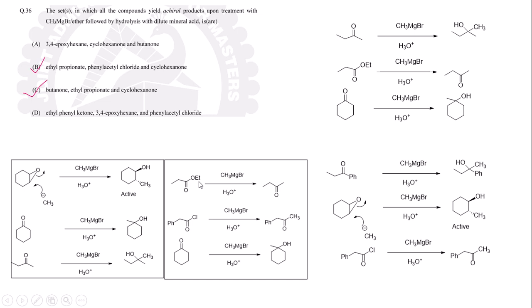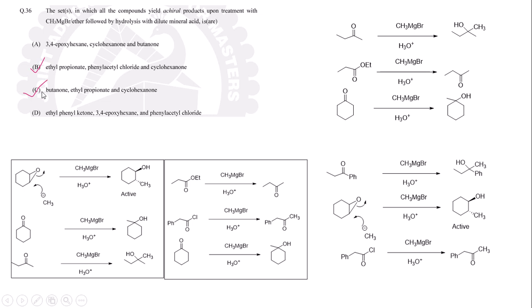Next is the ethyl propionate treated with the methyl magnesium halide to give the ketone, but here also the acid chloride with the ketone. These have no chiral center, so it is optically inactive. It is also optically inactive, and this is also optically inactive. So the option B is also correct.